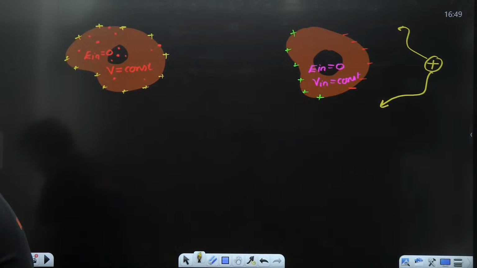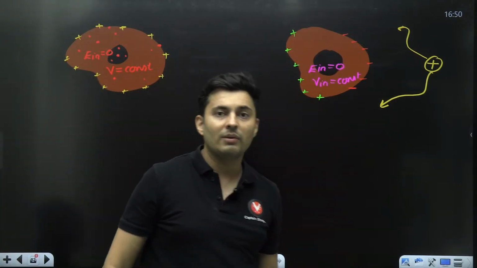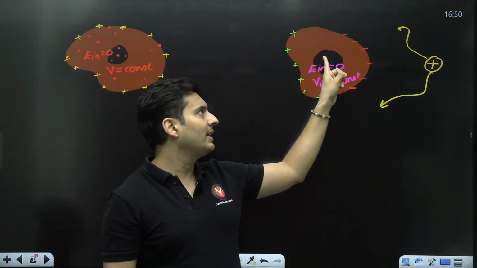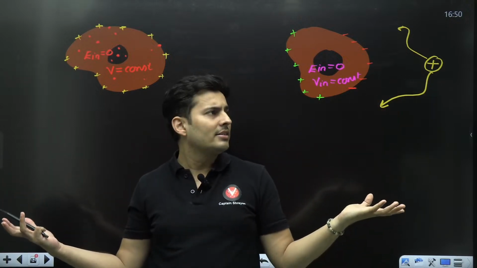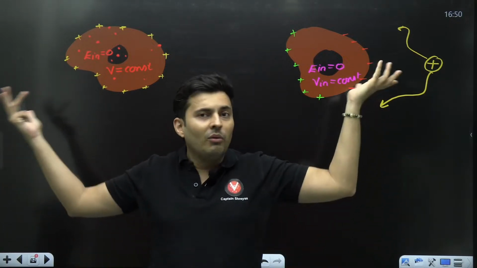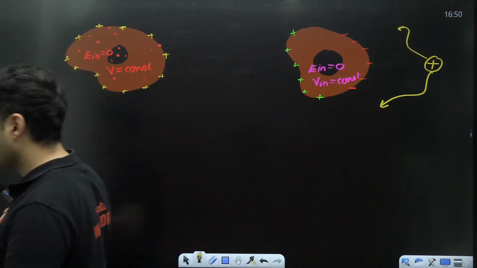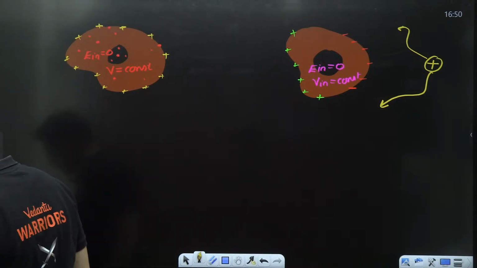Is that clear, everyone? Did you understand this? So this positive charge has no effect whatsoever on the inside. The electric field is always preserved to be zero. A person sitting inside will never know there was a charge outside, because he'll see the field is zero, field is zero. I don't know whether there is an outside charge or not. You would never know if you are sitting inside. So you are shielding it.